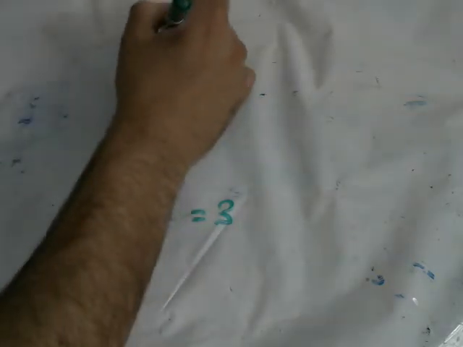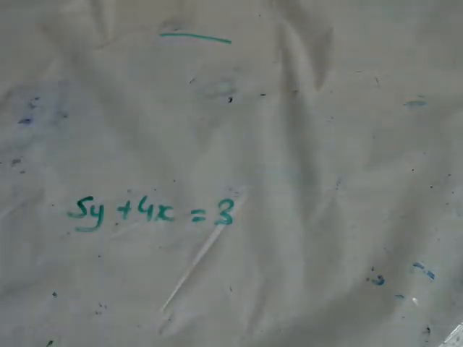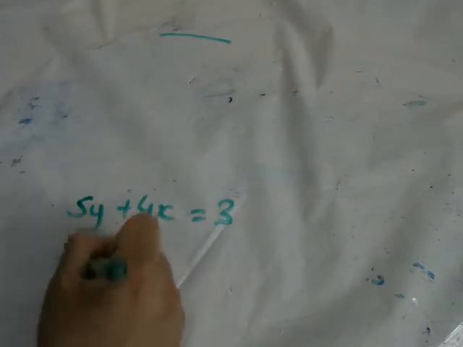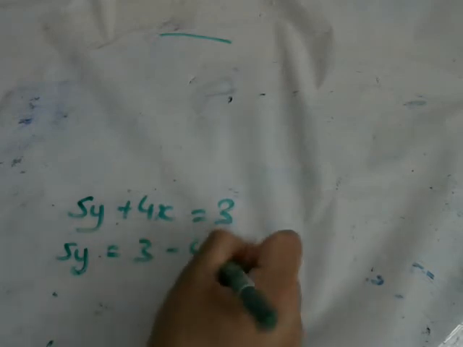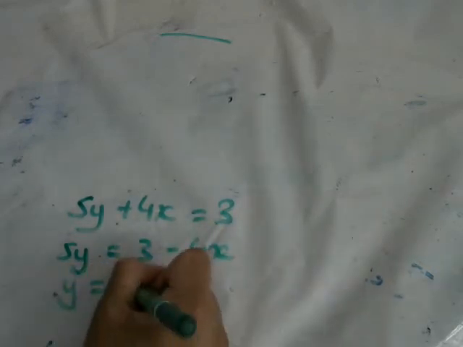So something like finding the gradient of a line for question one is something that you need to be able to rearrange. Okay, I may as well just do that one. Somebody gives you 5y plus 4x equals 3, that's pretty clearly not in the right form to find a gradient. That's not in the form that you're looking for. So you rearrange: 5y equals 3 minus 4x, divide through by 5, and you get y equals 3/5 minus 4/5 x, so the gradient's actually minus 4 fifths.